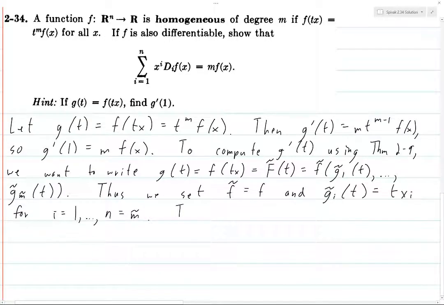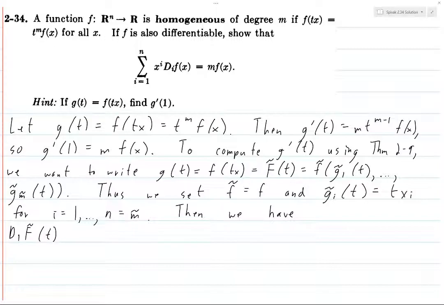Okay, so then we can actually compute it now. Compute d1 of capital F tilde of t. Now, an important thing to keep in mind here is that F tilde is a function of t. So when we say d1, this is the derivative with respect to the one and only variable, which is t.